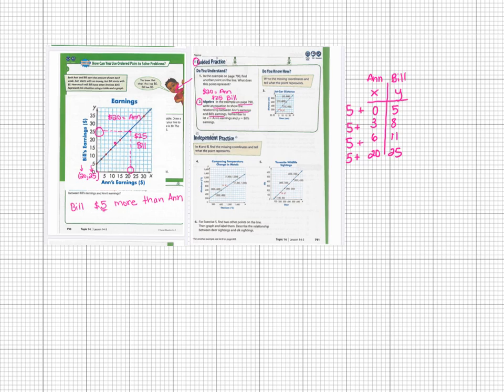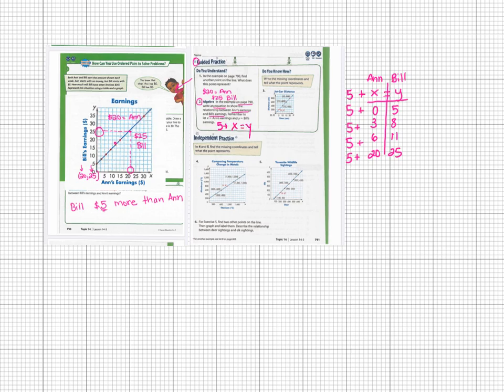Now, how do we write that as an equation? Well, why don't we just put 5 up here plus X equals Y? And that can be your equation, okay? So over here, your equation can be 5 plus X equals Y. So what does all that mean?